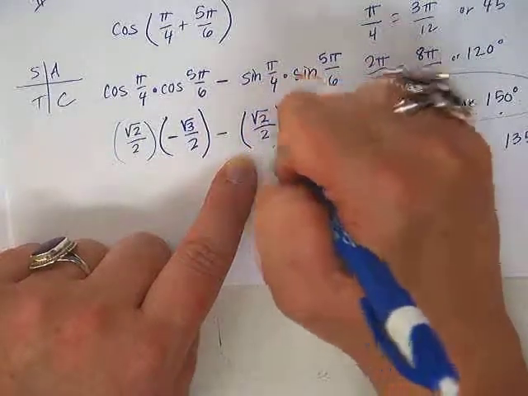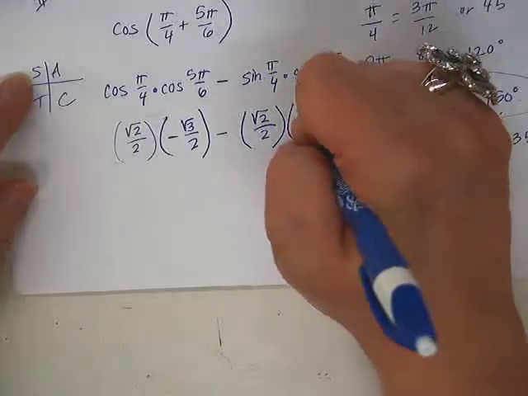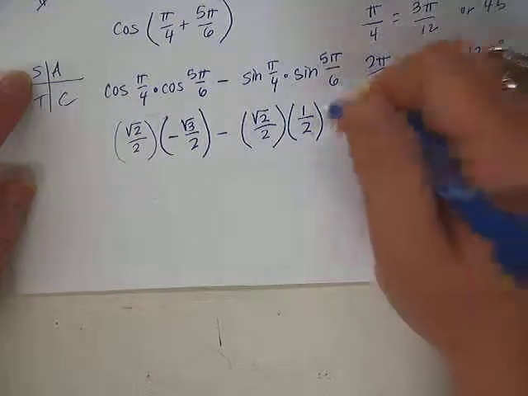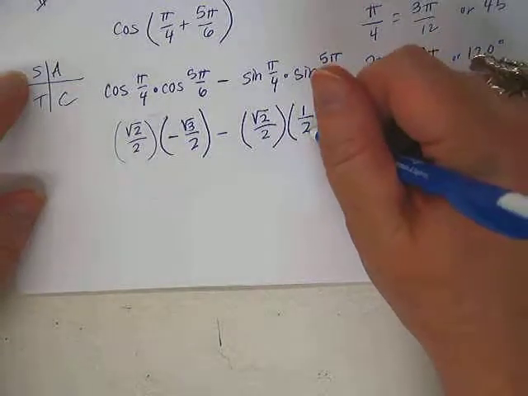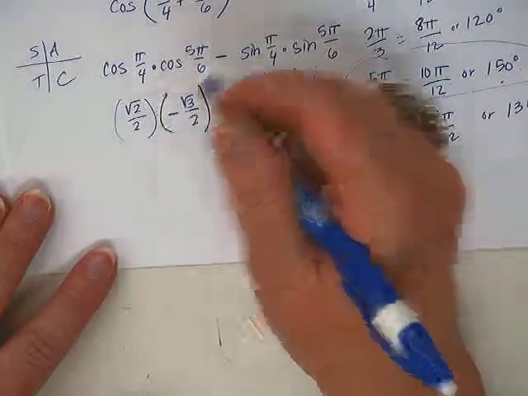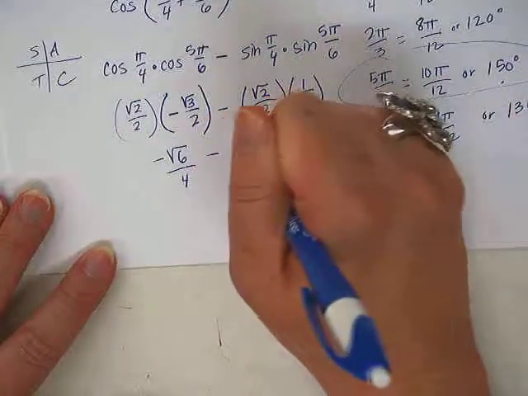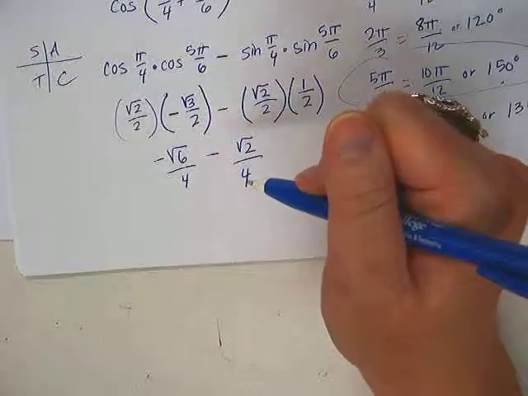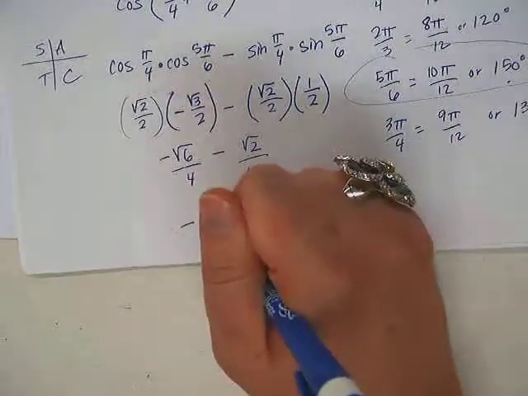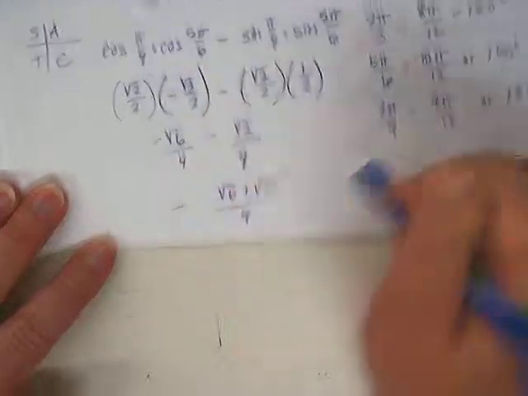And then sine of pi fourths is simply square root of 2 over 2. And sine of 5 pi 6 is, yeah, because it's a 30-degree reference angle in the second quadrant, so it's positive. Sine is positive, and it's 30 degrees, which is 1/2. Okay. So then that gives us negative square root of 6 over 4 minus square root of 2 over 4. And looking at the answer, that's correct.